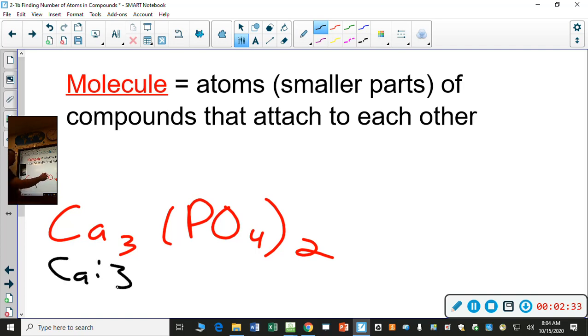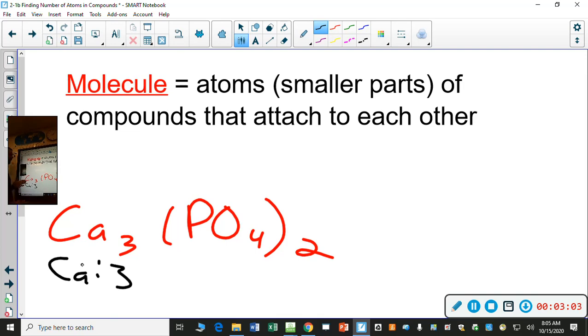The other part you see in parentheses, PO4, is there multiple times. But it's actually chemically combined. It's together as one, so we call that a molecule. So molecules exist together, chemically combined. Atoms are smaller parts of the compounds attached to each other. So PO4 is attached as a molecule, and there's actually 2 PO4s.